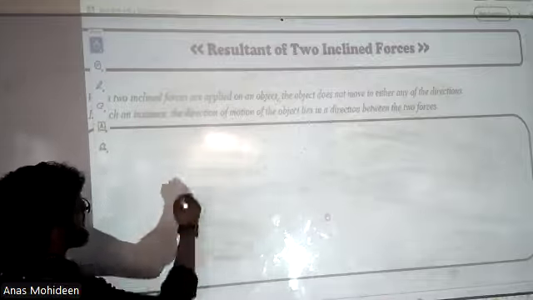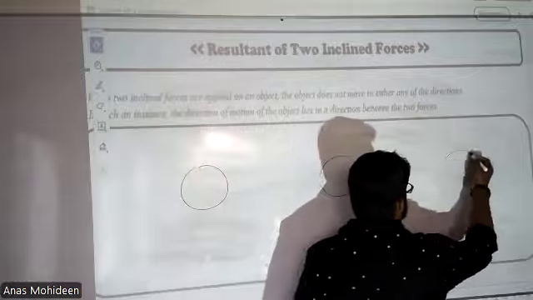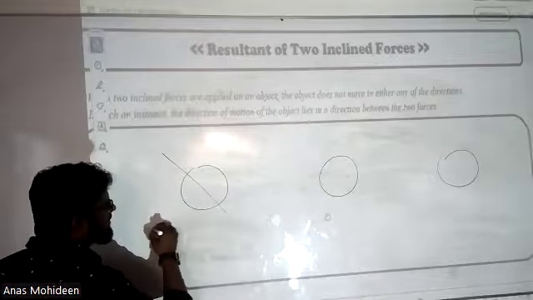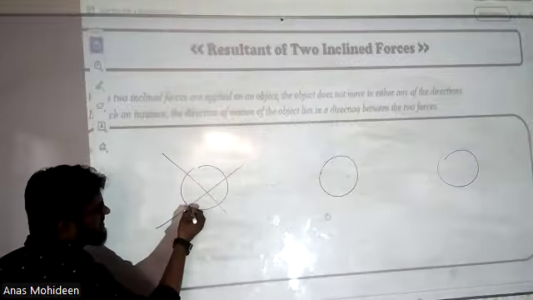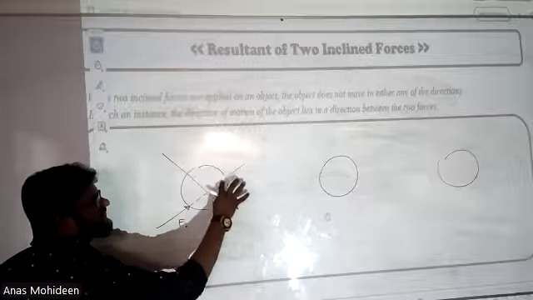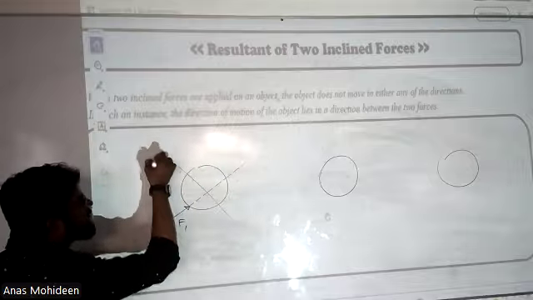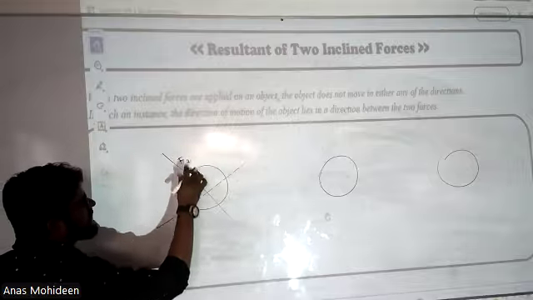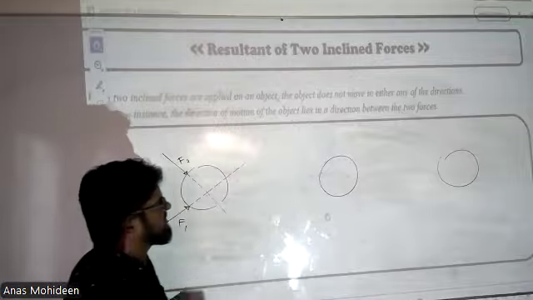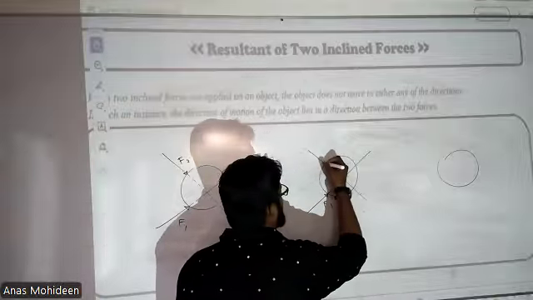So let's say this is the object I'm going to take. It may be a regular shape, irregular shape, whatever. And I'm going to take two forces. F1's direction is what I have taken here. This is the line of action of F1, the line where F1 is acting. This is the line where F2 is acting. So it is applied on these two points.